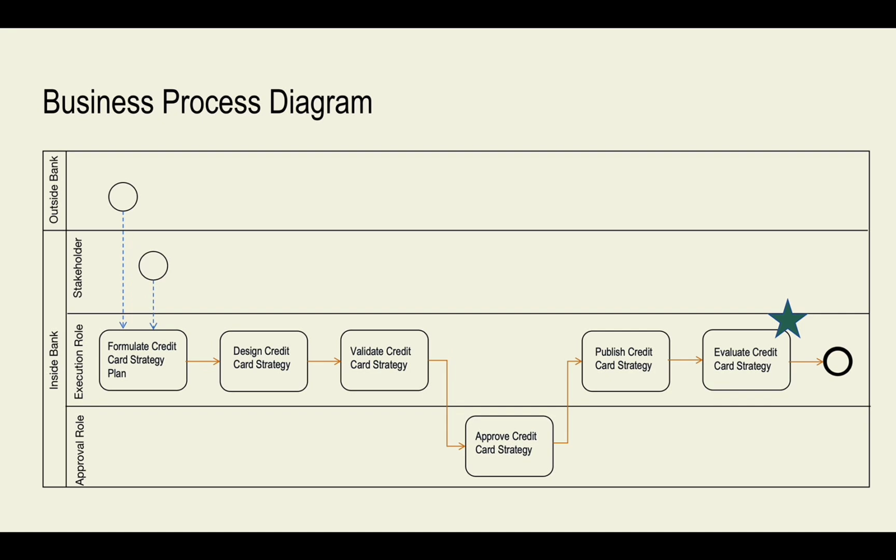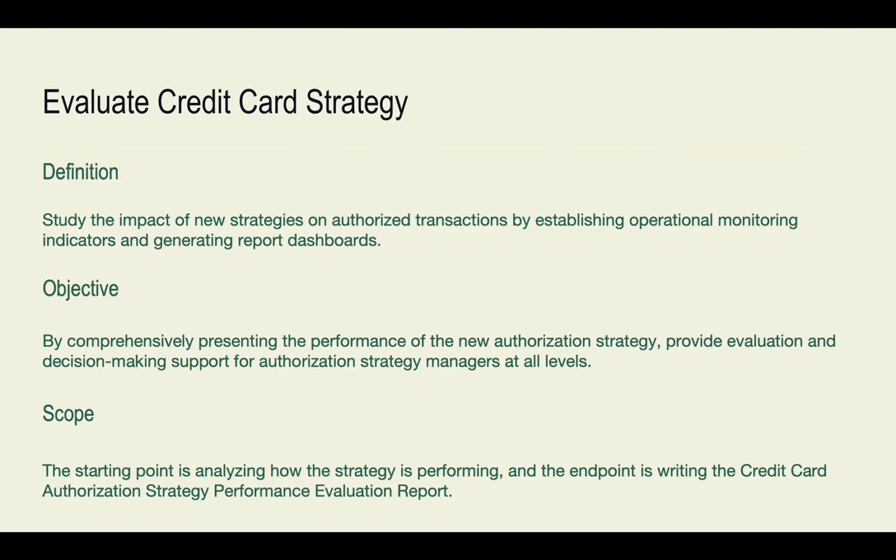The task of evaluating the credit card strategy is based on the existing credit card authorization strategy deployment report. It's defined as setting up operational monitoring indicators and reports to thoroughly analyze how the new strategy impacts authorization transactions. Our goal is to fully showcase how the new authorization strategy is performing, giving managers at all levels of authorization strategy management a solid, data-backed basis for making smarter decisions.